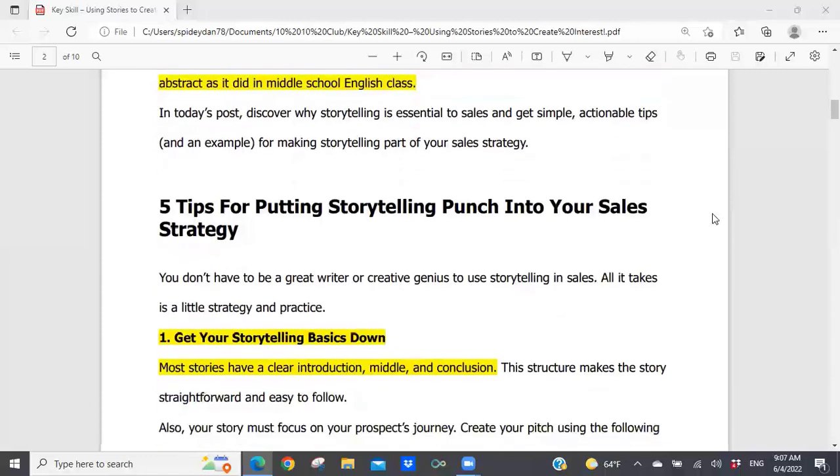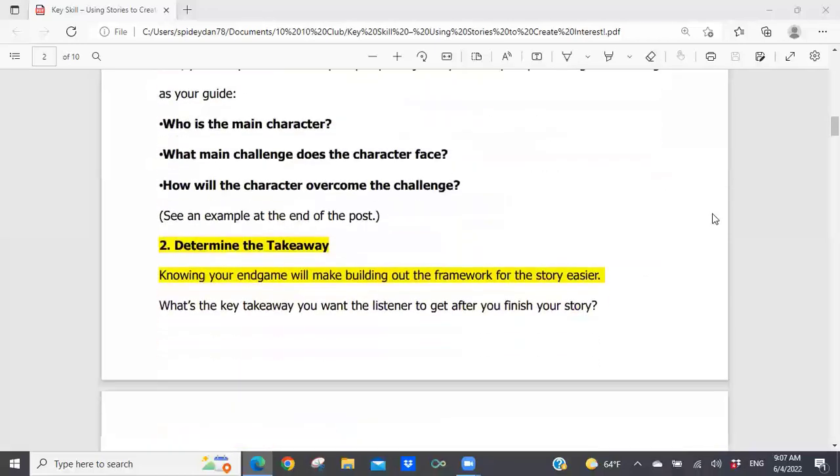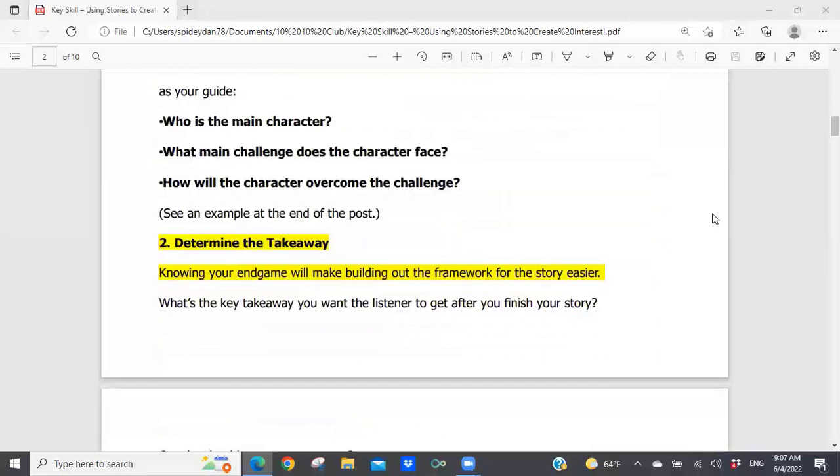So here's the first tip. Get your storytelling basics down. Most stories have a clear introduction, middle, and conclusion. You're going to see that when we look at David's scripts. You're going to see that he has a clear introduction, a middle, and he has a conclusion, a call to action. So again, you have to understand the basic storytelling aspect here.